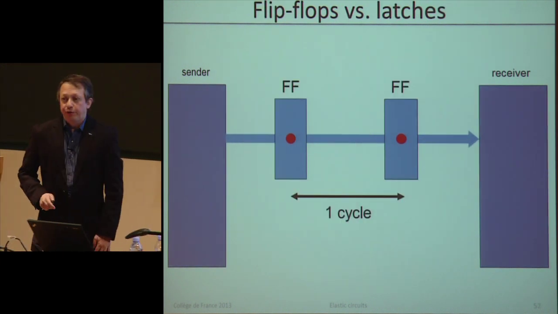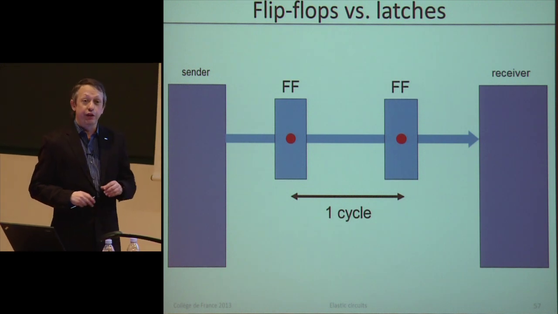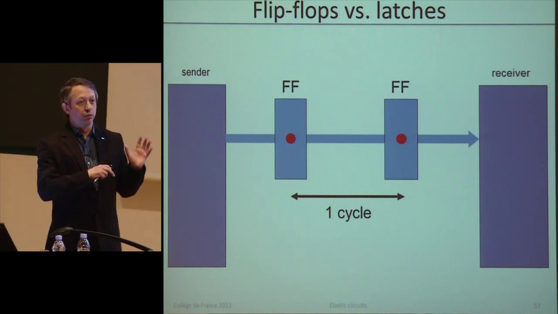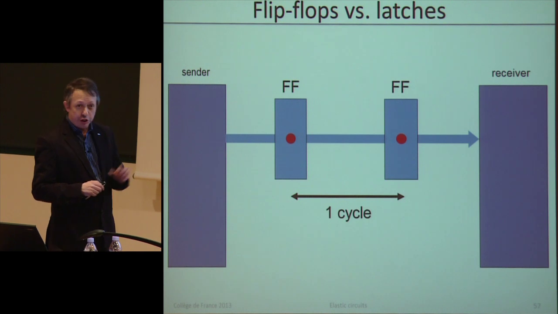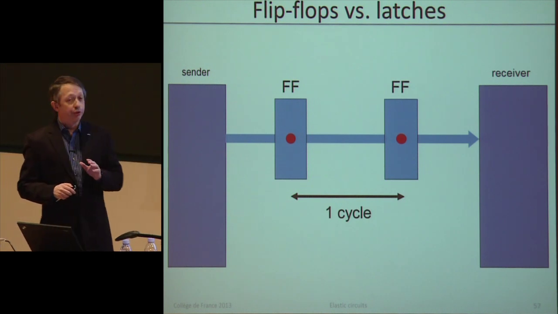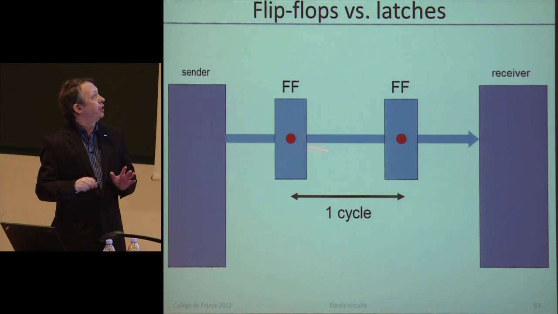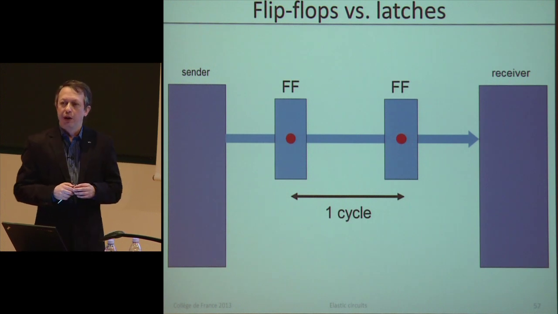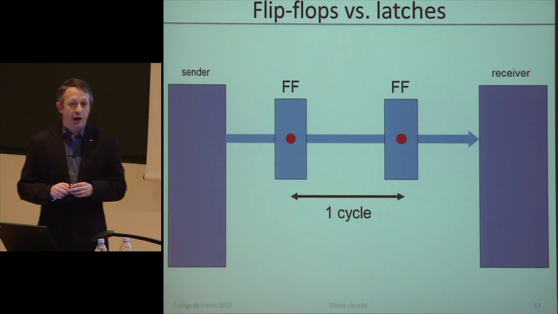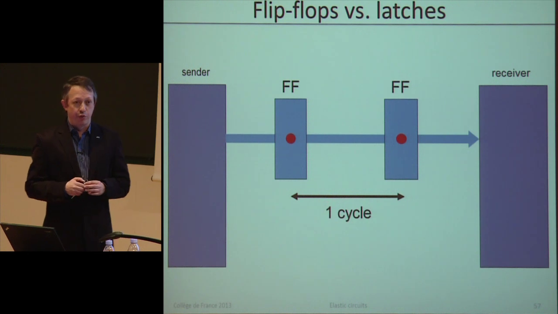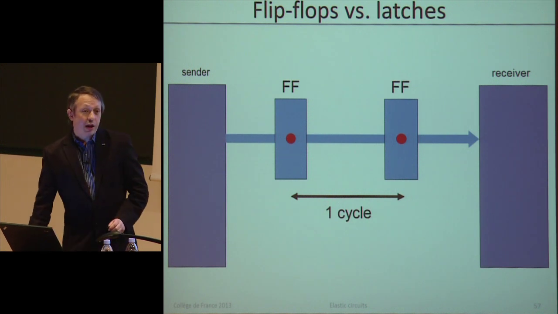So what do we have? Let's look for another solution now, different from the one we saw before. Typically when we pipeline, we put flip-flops, and these tokens here indicate that these flip-flops have valid data, and the separation between flip-flops is one cycle. But we need double storage.